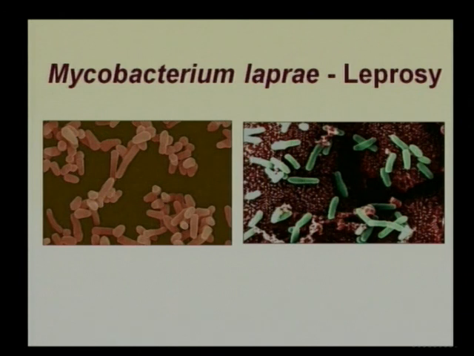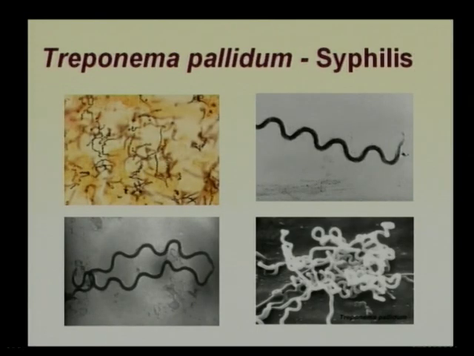Mycobacterium leprae is an excellent example of an obligate parasite, the organism causing leprosy. Normally, there is no way we can cultivate it in laboratory medium. If you need to grow them, we have to infect mice with this organism, and the organism grows in the body of the mice, and then afterwards you can utilize it. That is the organism causing leprosy.